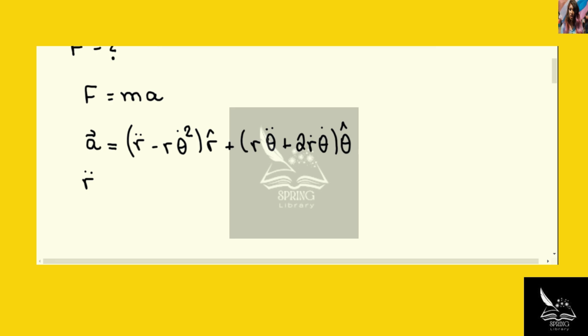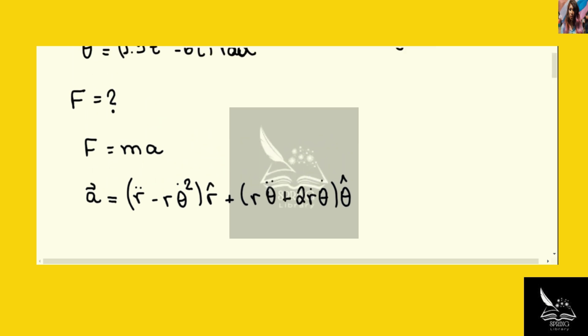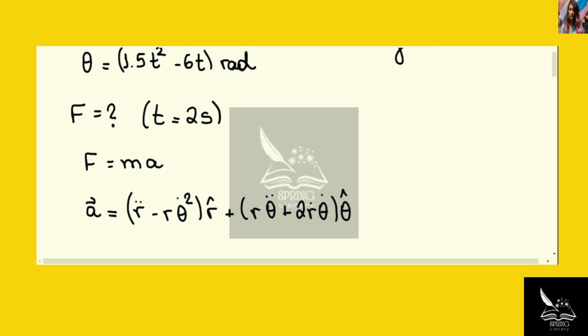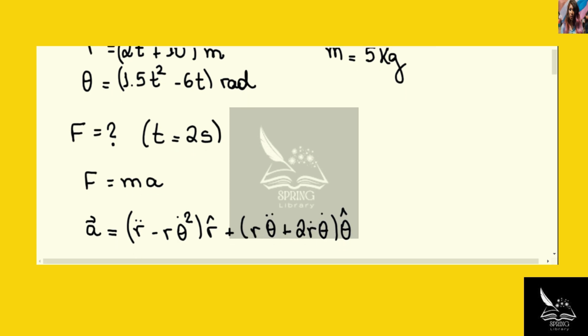Now, notice that what we want to do here, what the exercise asks us, is the force when the time t is equal to 2 seconds. Okay, so I'm going to calculate both r dot and r double dot and also theta, theta dot, and theta double dot when t is equal to 2 seconds.